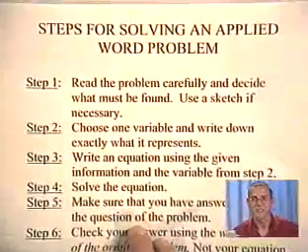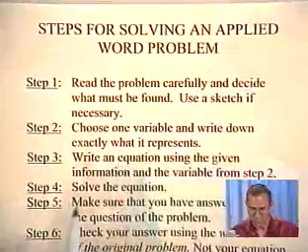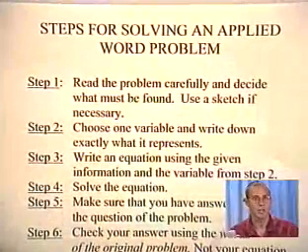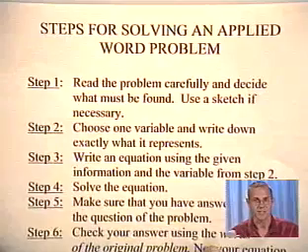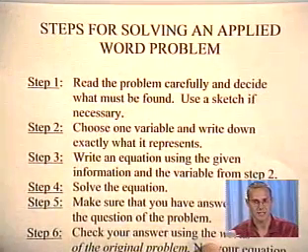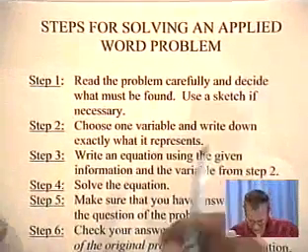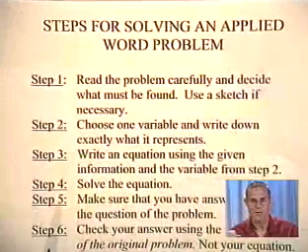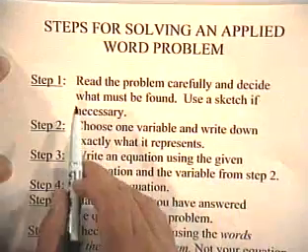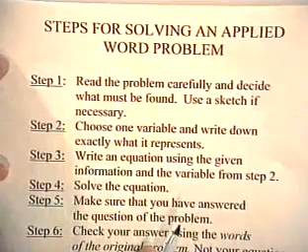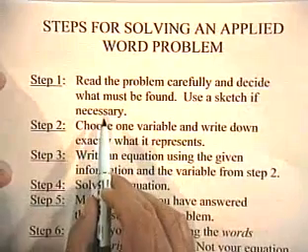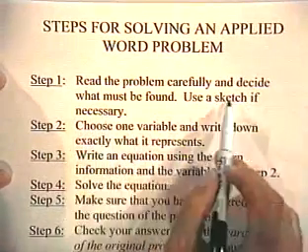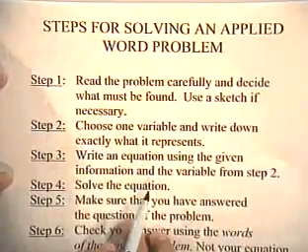There are 6 basic steps for solving any applied word problem. Now you may wish to write these steps down and have them on the side as we're working out this example, and I'll refer to these 6 steps. Step 1: read the problem carefully and decide what must be found. We'll use a sketch if necessary. Now, in just about every geometric word problem, we'll always be able to do a sketch.